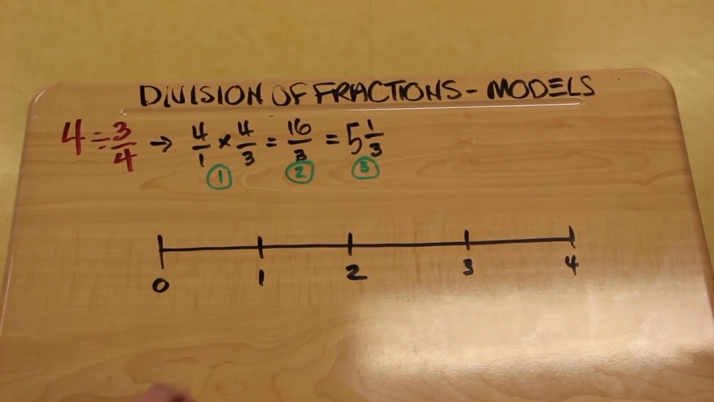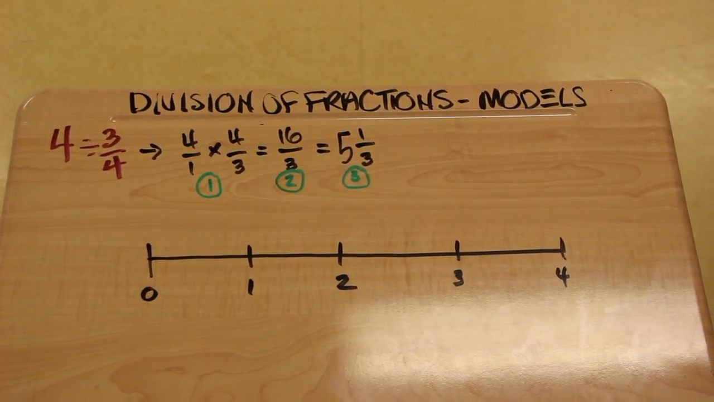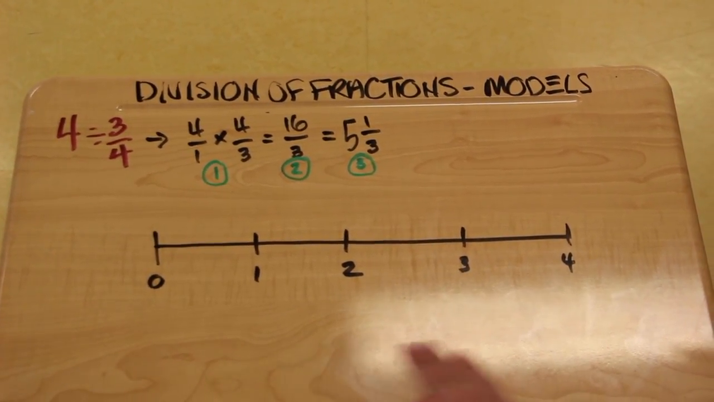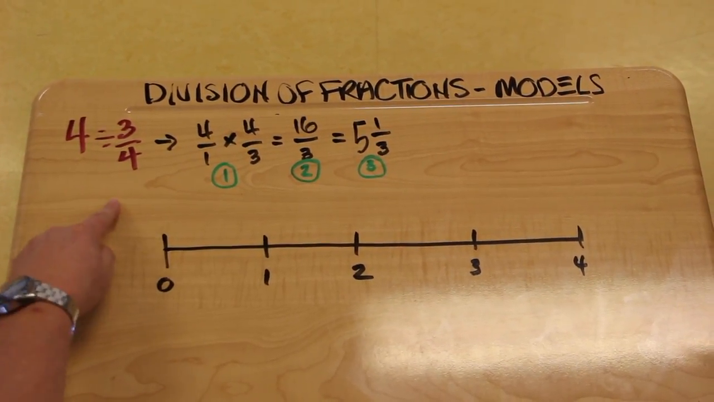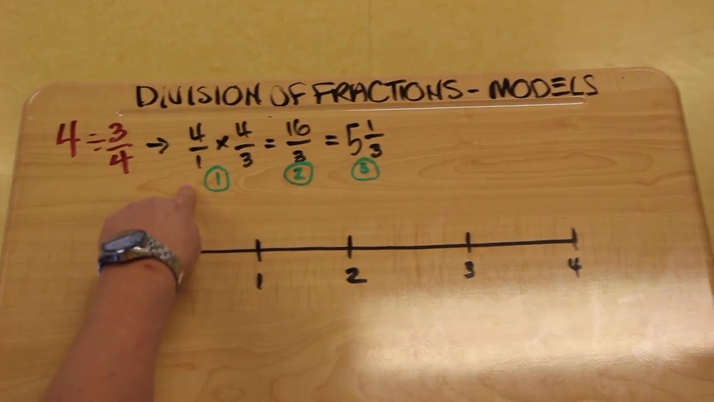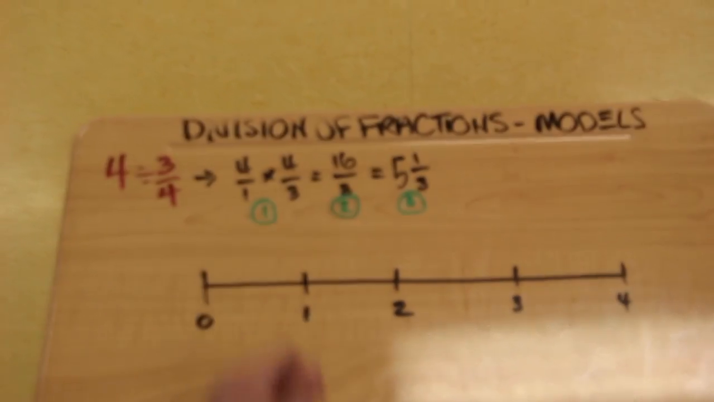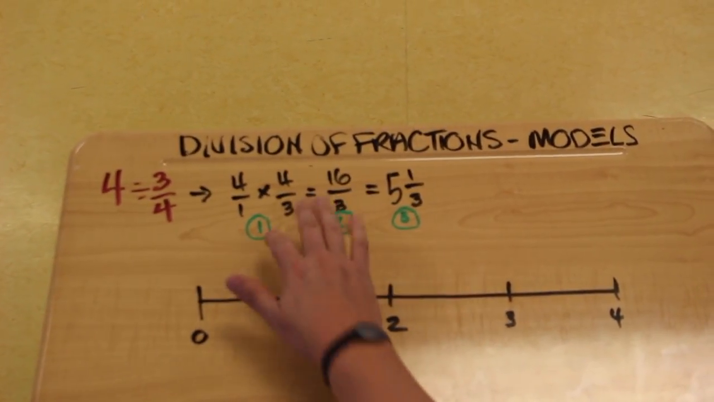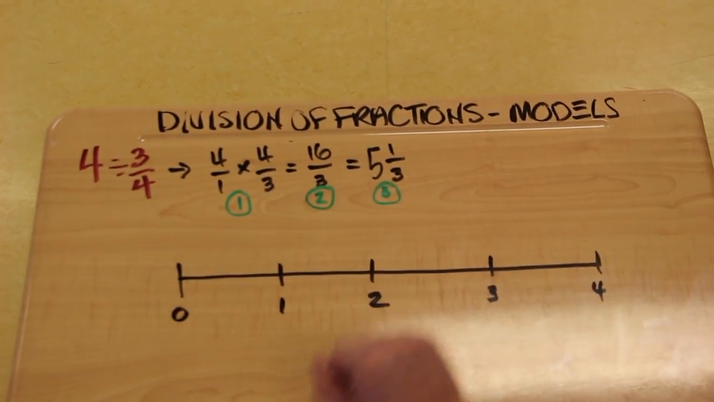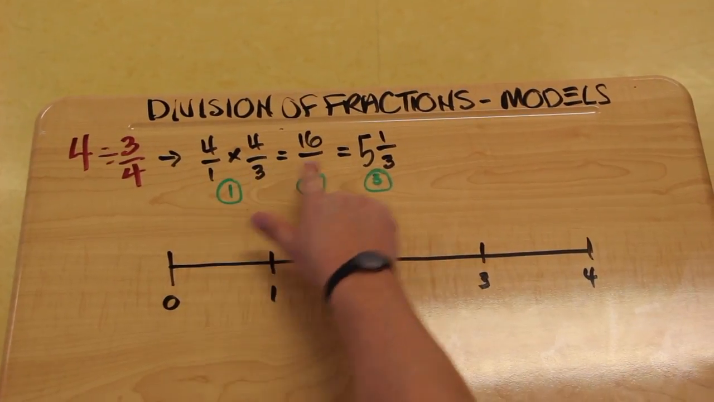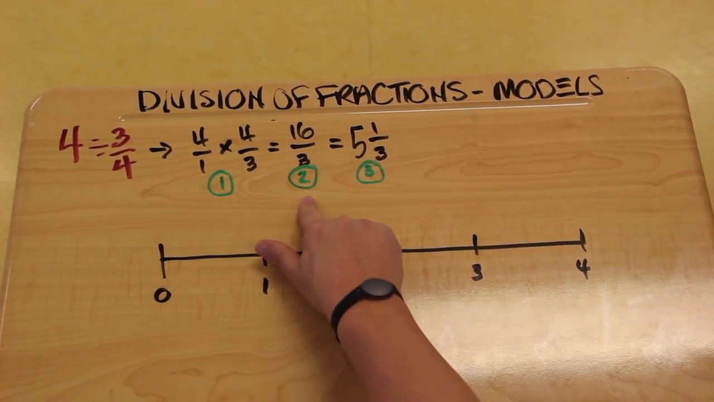The first thing you will always do when you have a modeling question is the math. So here I have my 4 divided by 3/4. I convert that whole number into a 4/1. I reciprocate or flip that second fraction, and I convert it to a multiplication question. I check for any cross simplification. There is none. So then 4 times 4 is 16. 1 times 3 is 3.